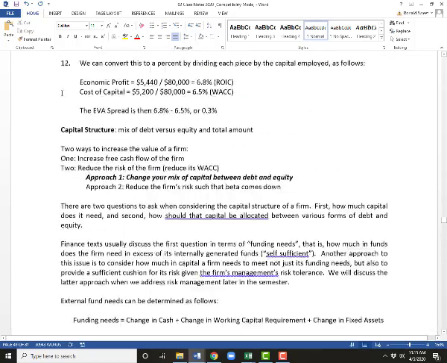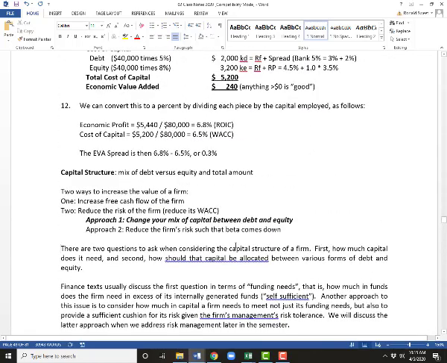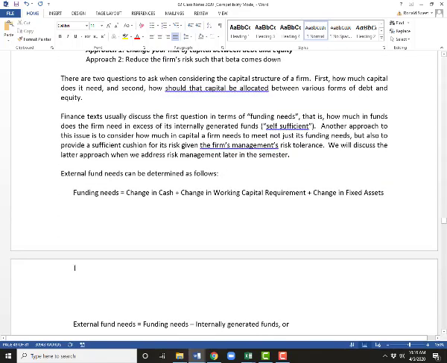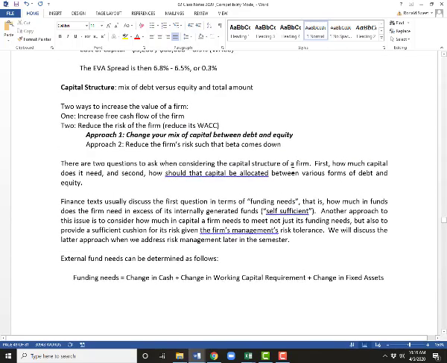So when we're looking at the capital structure of the firm, first we have to ask how much capital does it need? And then the second question, which is this approach here, is how should that capital be allocated? Should we borrow money or should we issue equity? So this first question is how much capital do we need? That is the funding question.